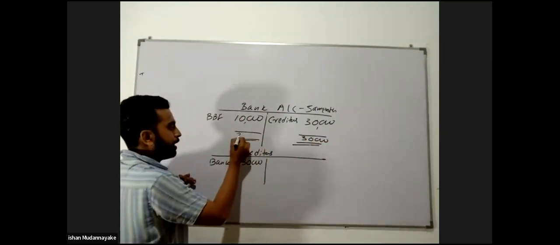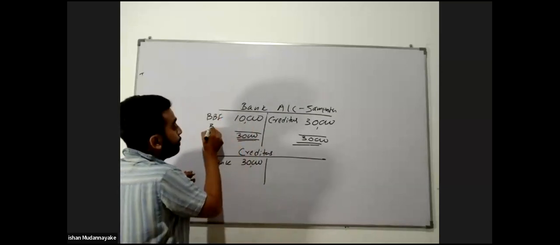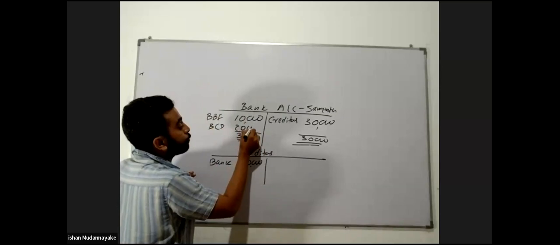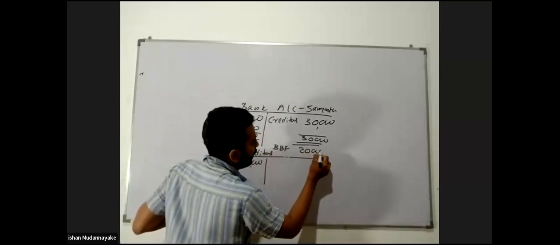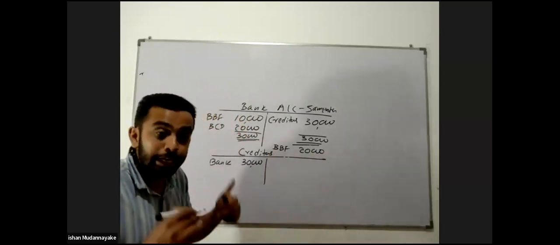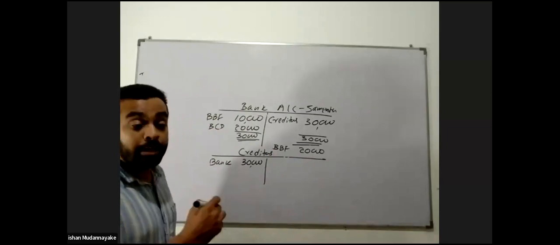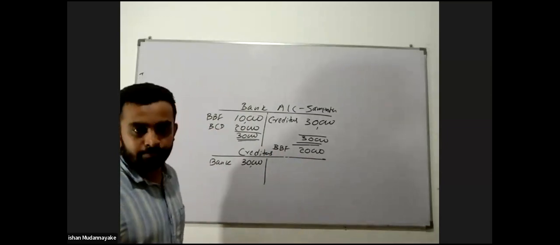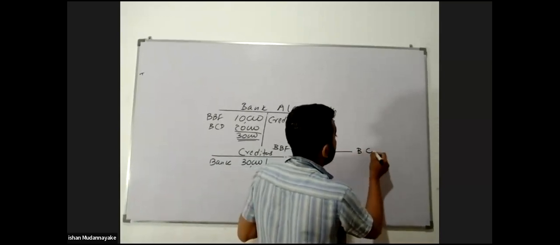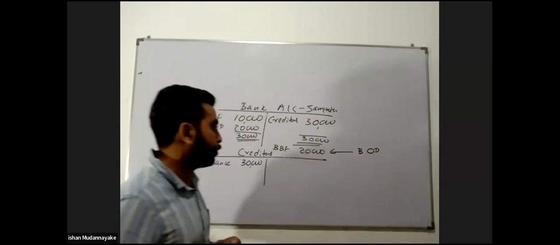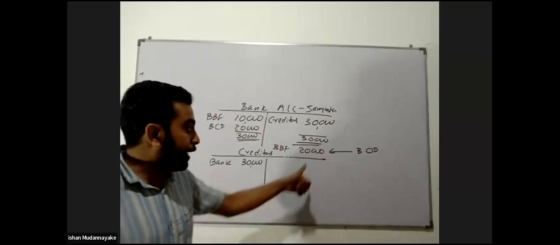30,000 is transferred to this side. Then 30,000 minus 10,000: balance carried down 20,000, balance brought forward 20,000. Now you have a minus balance, a negative balance, in your bank account. This is called a bank overdraft. A 20,000 bank overdraft is a liability in your business.